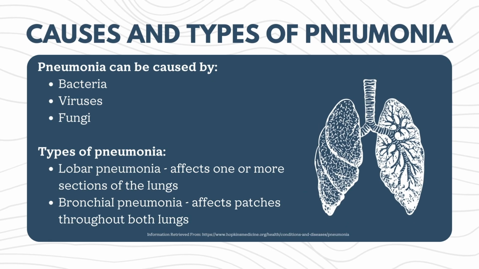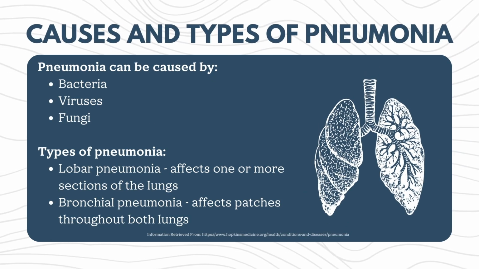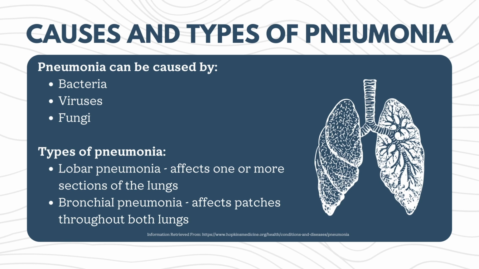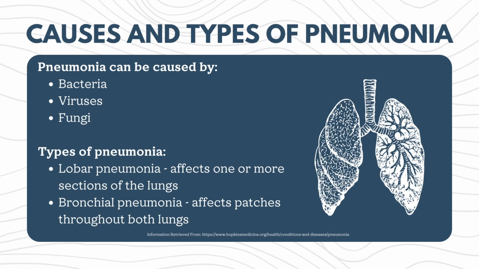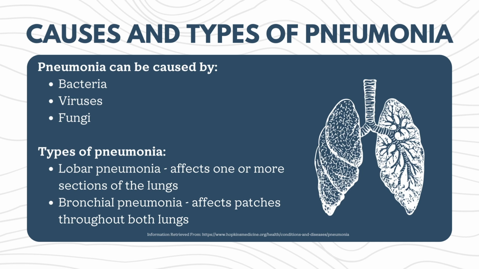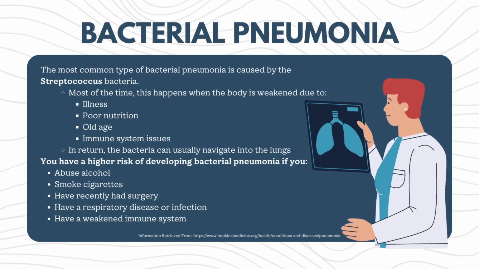So pneumonia can be caused by a variety of different things, but primarily bacteria, viruses, and fungi. There are different types of pneumonia as well. Lobar pneumonia affects one or more sections of the lungs, whereas bronchial pneumonia affects patches throughout both of your lungs. However, as we will discuss, pneumonia is most commonly caused by bacteria or viruses. So let's talk about bacterial pneumonia.